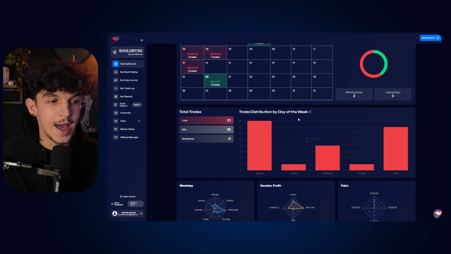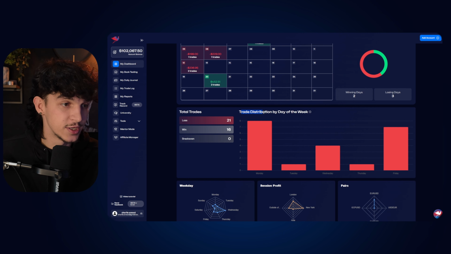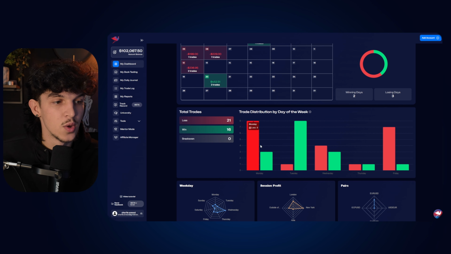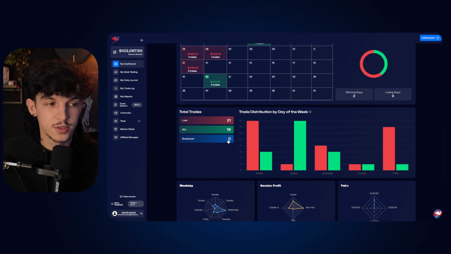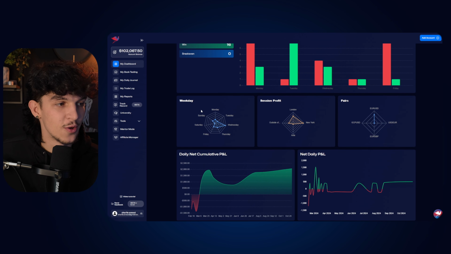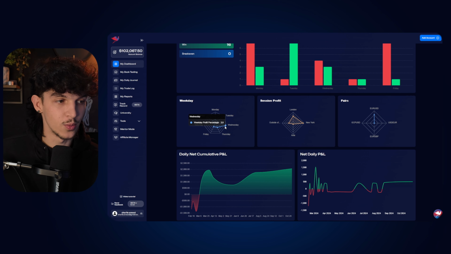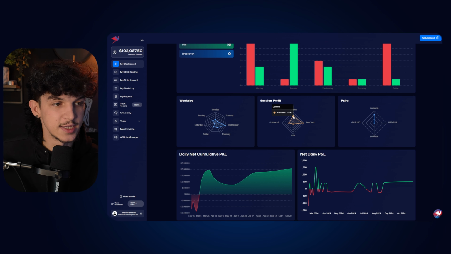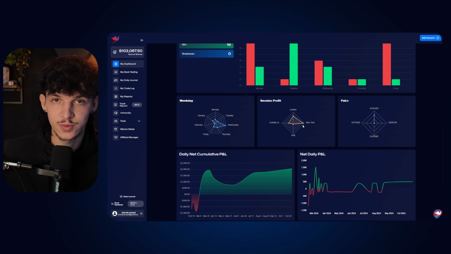Here you can analyze the trade distribution of the day by week. So Mondays, we typically lose quite a lot. So maybe not trade Mondays, like I said. Wins, we usually win on a Tuesday. So trade more Tuesdays, and break evens, we don't have to look at that. So weekday we have here, this is our profit percentage. So typically on a Wednesday, we make more money. And this is the session percentage. So typically on New York session, we make more money.